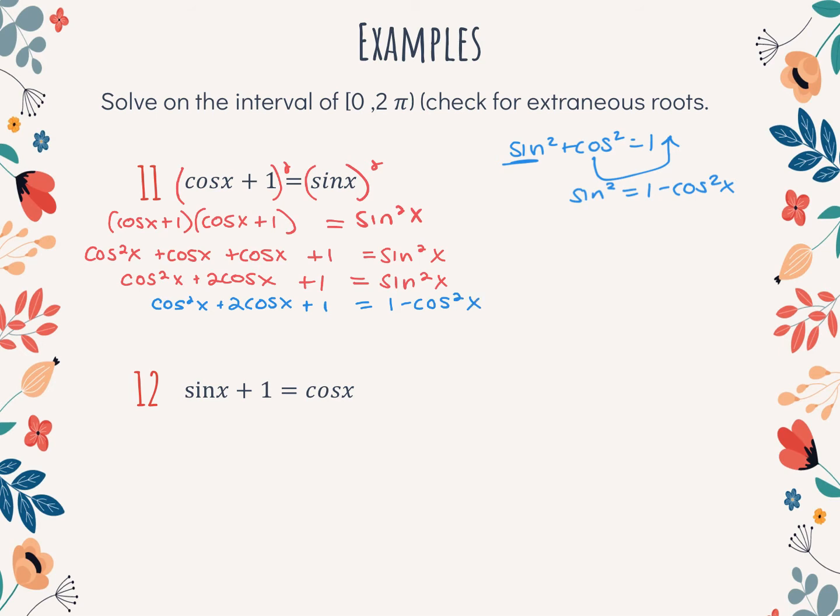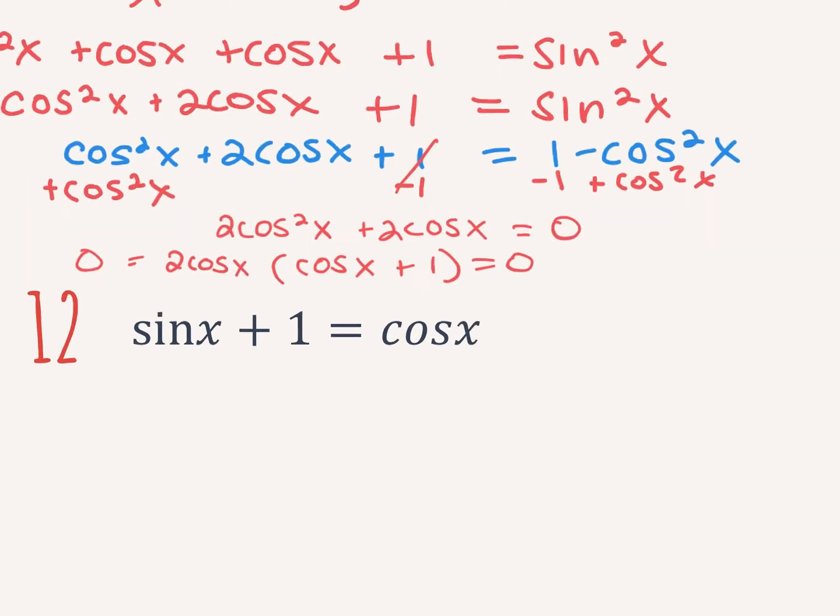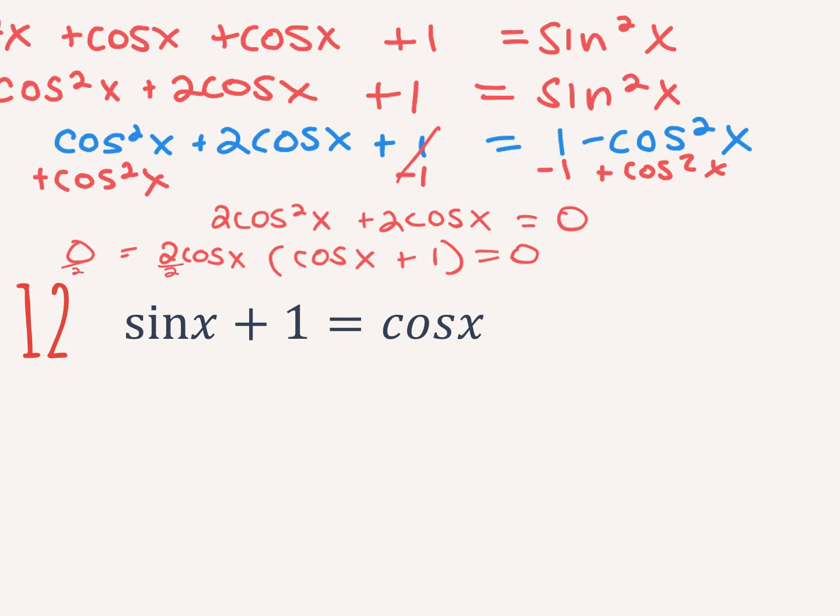And now I can get everything to one side to factor it. So I would add the cosine squared x and subtract the 1. I get 2 cosine squared x plus 2 cosine x. These cancel, equals 0. And then how do you factor that? Take out 2 cosine x, and I get cosine x plus 1. And now I can split and solve these. So this, divide by 2, and I get cosine x equals 0. This one, subtract the 1, and I get cosine equals -1.